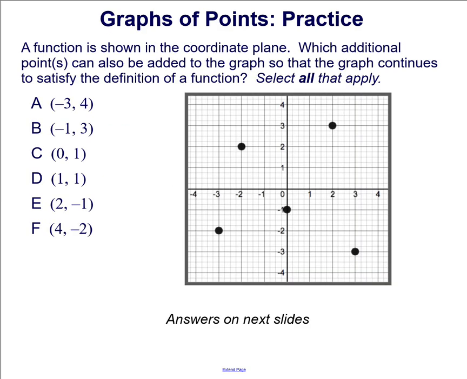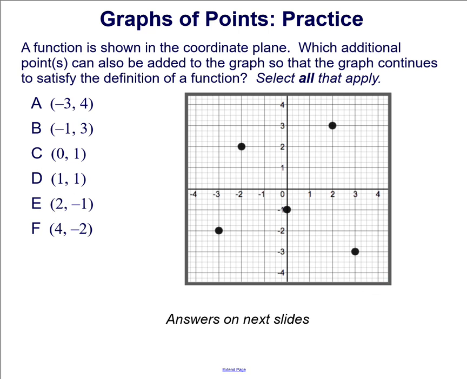Graph of points practice. A function is shown in the coordinate plane. Which additional point or points can also be added to the graph so that the graph continues to satisfy the definition of a function? Select all that apply. So here is an opportunity for your practice. Pause the video. Make your selections of point or points that would be added to the graph, yet still allow this to satisfy the definition of a function. When you have your answer, resume watching the video to compare your answers with what you see on the screen.